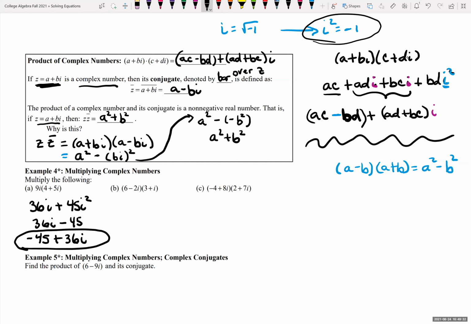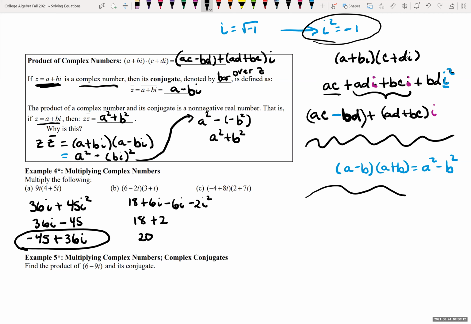So next example, all you're doing is distributing. 6 times 3, that gives us 18. 6 times i, so that's plus 6i. Distribute the -2i, so -2i times 3, that's minus 6i. And -2i times i, so that's minus 2i squared. So I get 18. Notice 6i minus 6i cancels. And negative 2i squared, that's negative 2 times negative 1. So this is really plus 2, which is equal to 20.